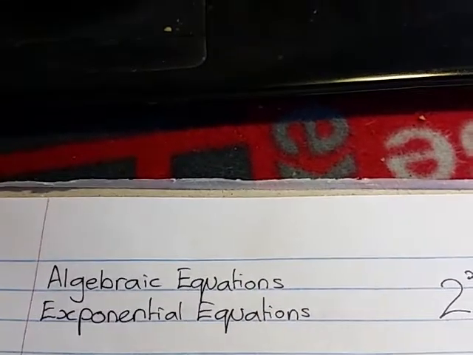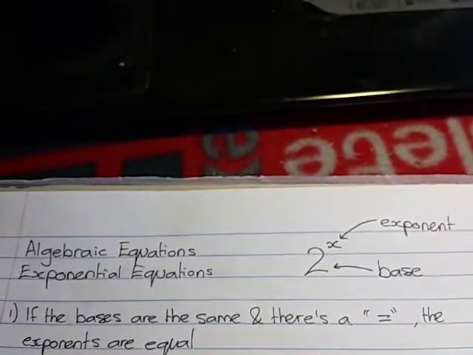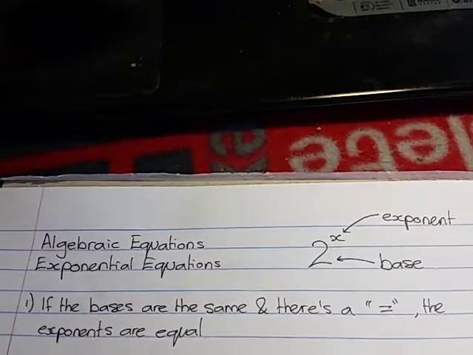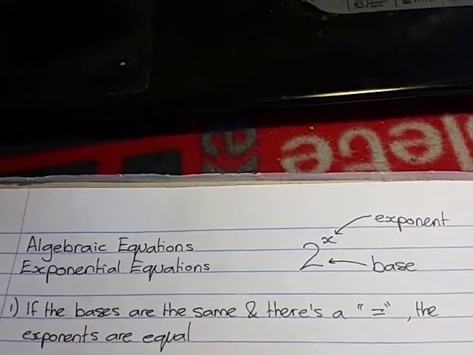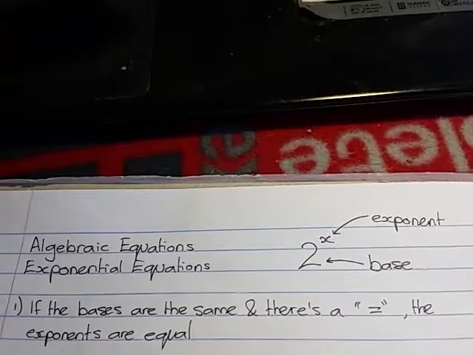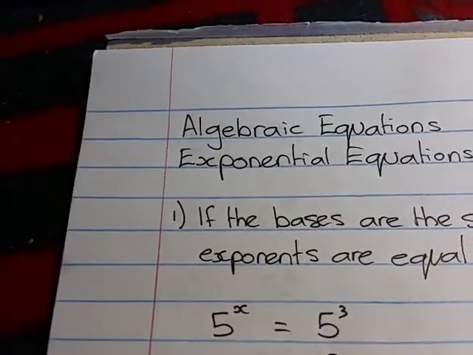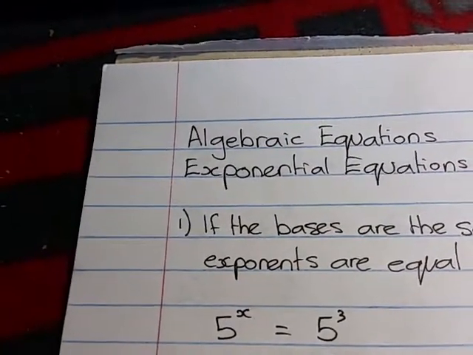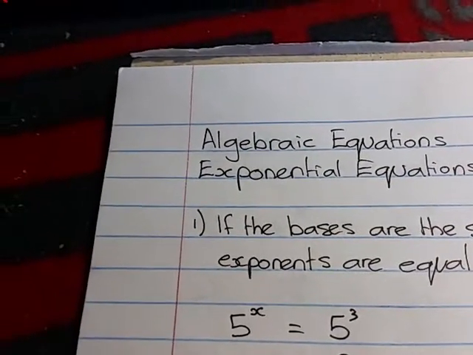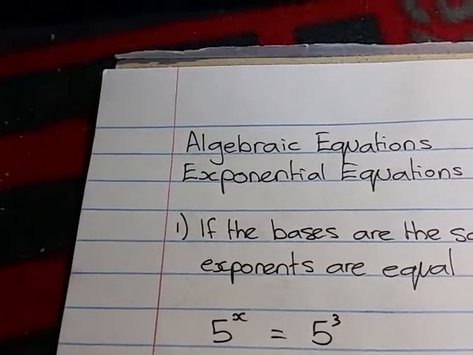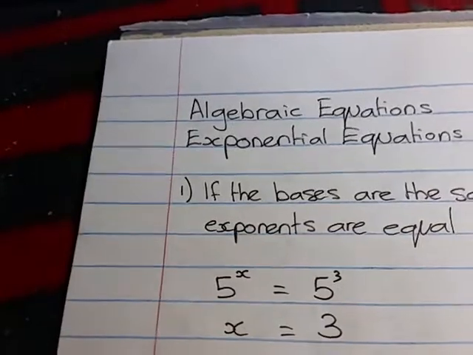Hence, that's why for today I've broken it into 3 pieces of advice. The first piece of advice, or first rule that one should follow with exponential equations: if the bases are the same and there's an equal sign in between them, then the exponents are equal. So for example, say you have 5 to the power of x equals 5 to the power of 3, and you are required to find out the value of x. Well then, they both are base 5, there's an equal sign in between them, so that means x equals 3.